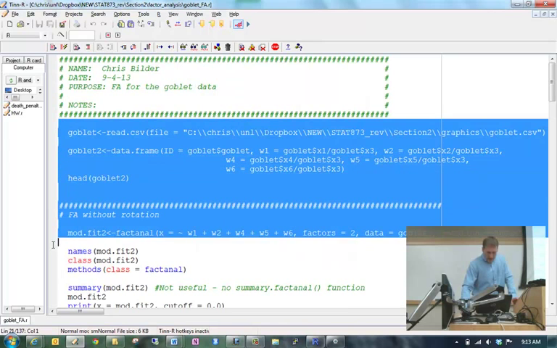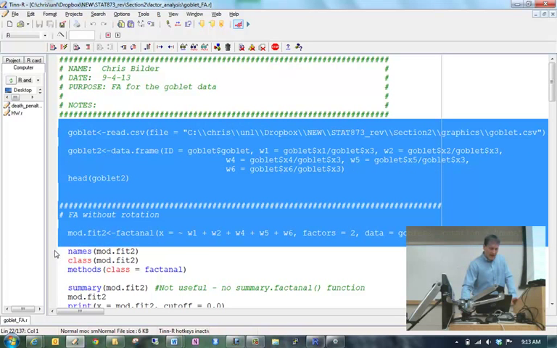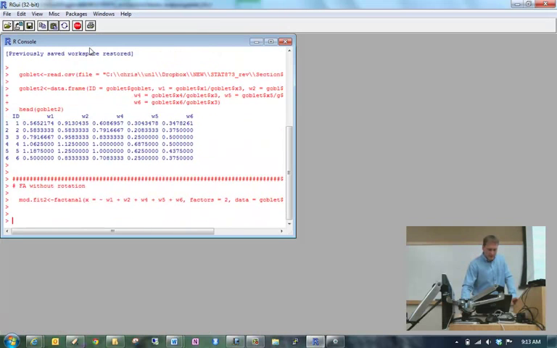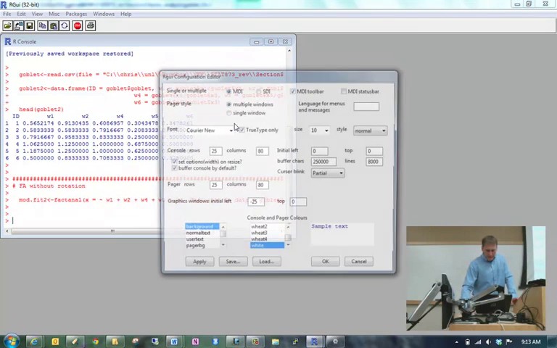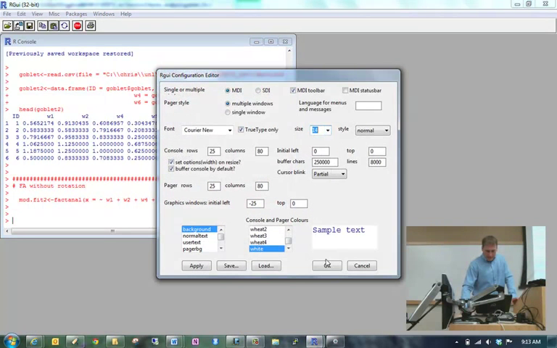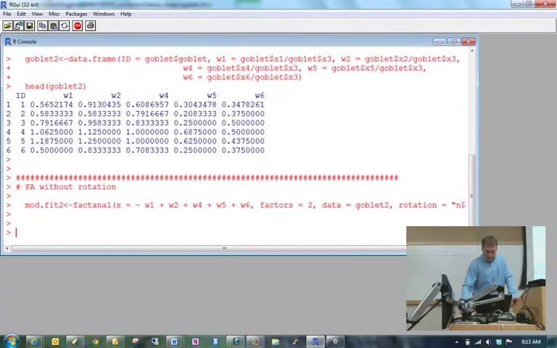I'm going to read in my data. I'm going to estimate my model with the factNL function. We're going to use 2 factors. Okay.